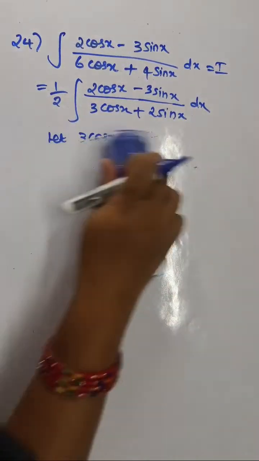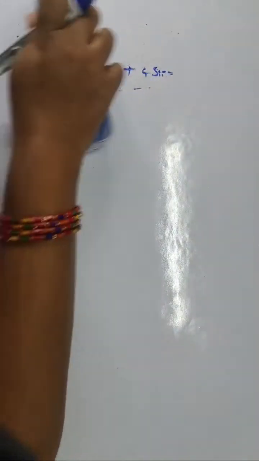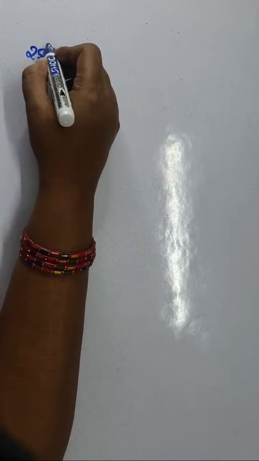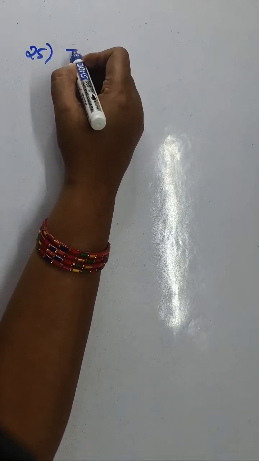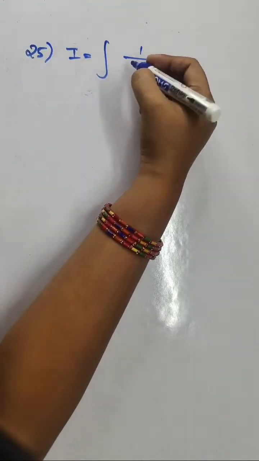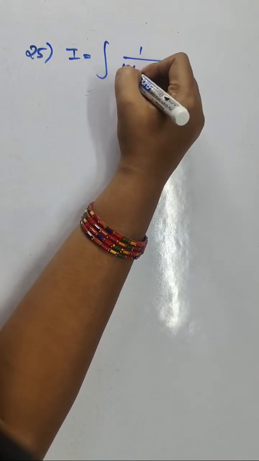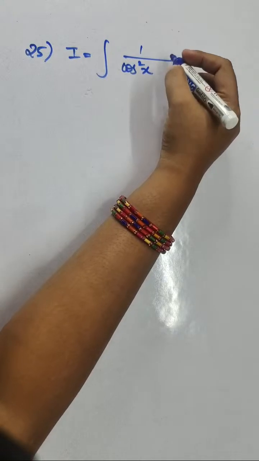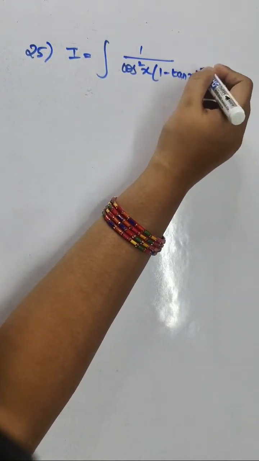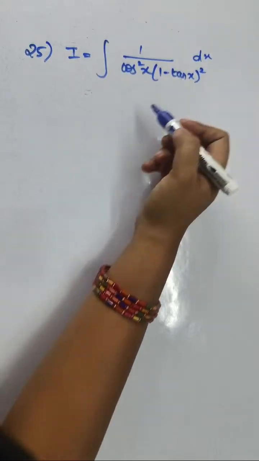Question number 25. I equal to, I am just straight away writing, 1 by cos square x into 1 minus tan x the whole square dx.